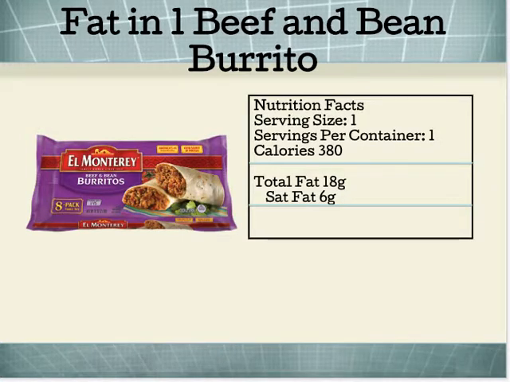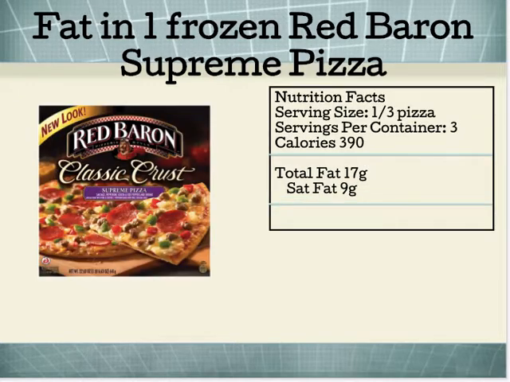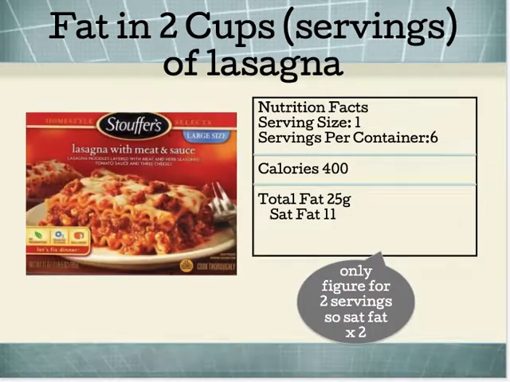So that'd be 6 saturated fat grams times 1, because that's the serving, divided by 4 to get your teaspoons. Here's the next one. Serving size per container is 6. This one has 9 total saturated fat grams, but there's 3 servings per container. Do that math. 3 times 3 divided by 4 to get the teaspoons. 6 servings in this lasagna.